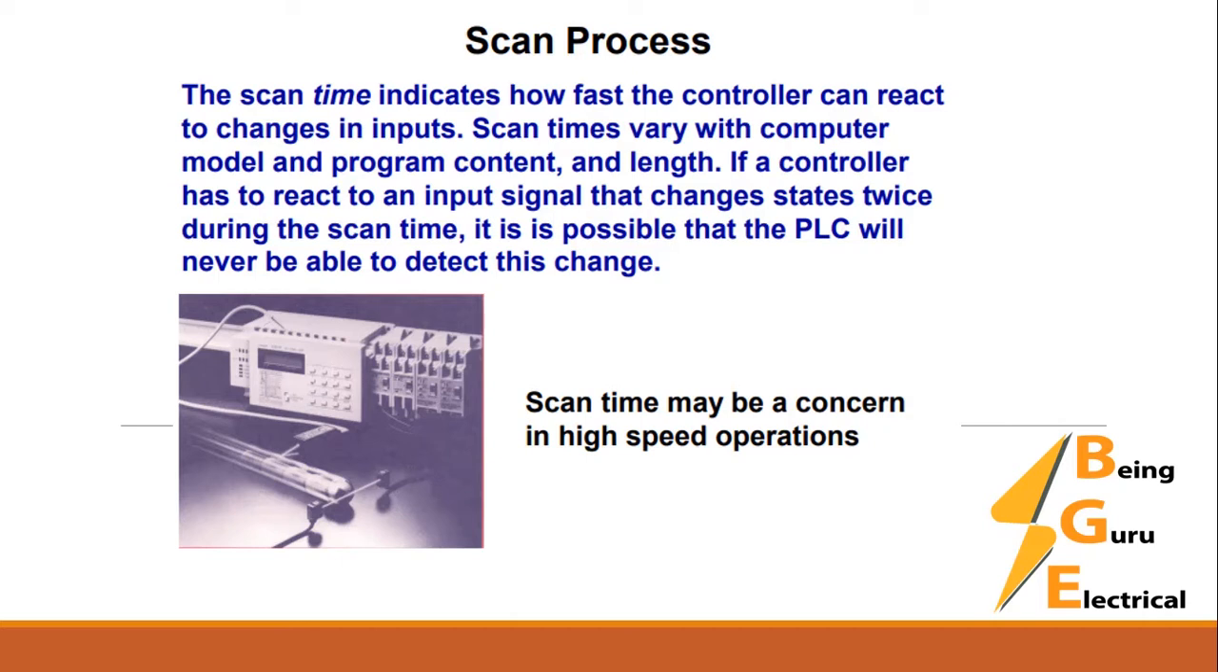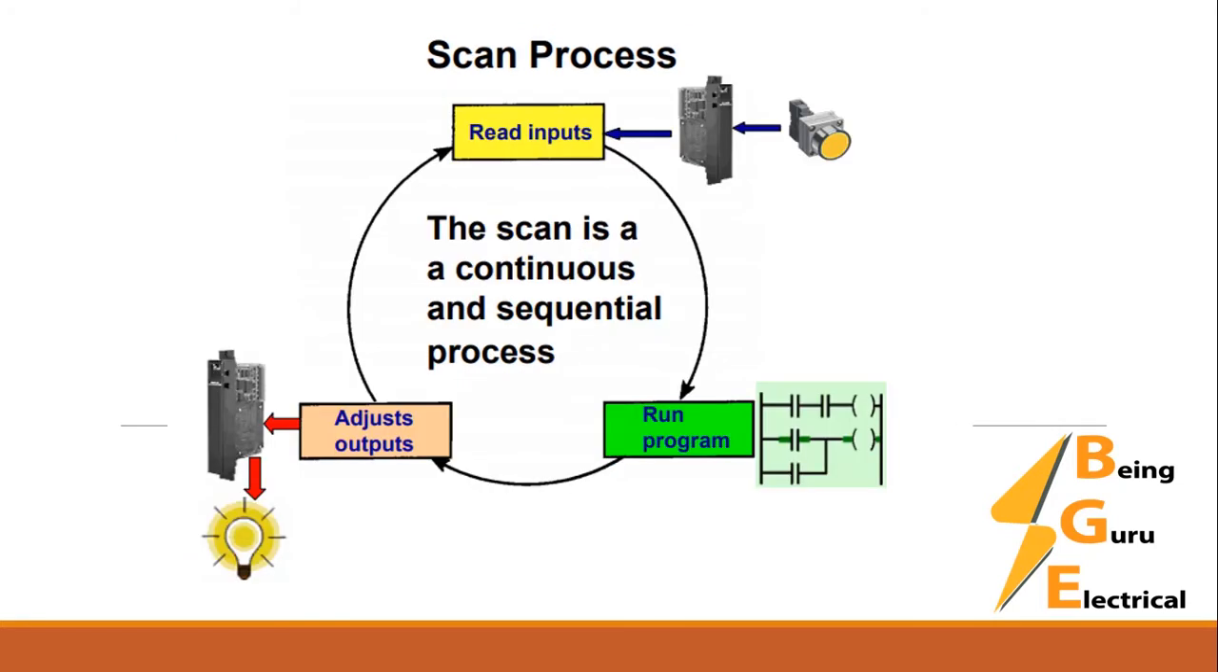Next we have scan process. In scan process, it is a continuous and sequential process. First, the processor reads the inputs. Inputs are coming from the digital switches or analog sensors or digital sensors, and then it runs the program. The program is a ladder logic, and then it adjusts the output according to the program and the inputs, and then it again checks the input, then runs the program, adjusts output. So this is the continuous and sequential process.